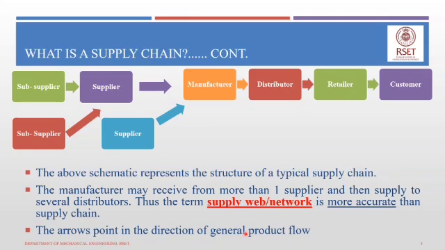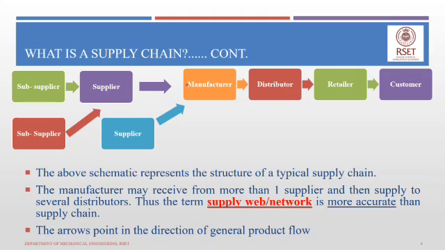As I told you, in a supply chain there can be three kinds of flows: flow of products, flow of information, and flow of cash, money or funds. Generally the product flow is what is typically represented in any supply chain diagram. Any typical supply chain schematic usually has arrows which indicate the general product flow directions.